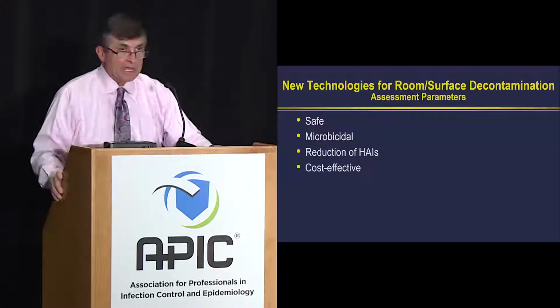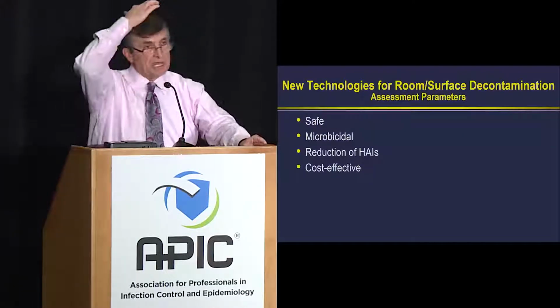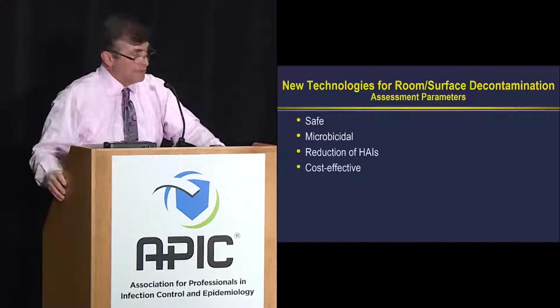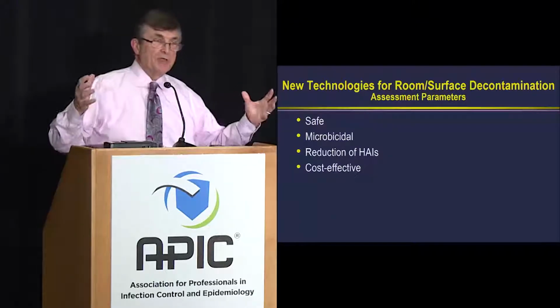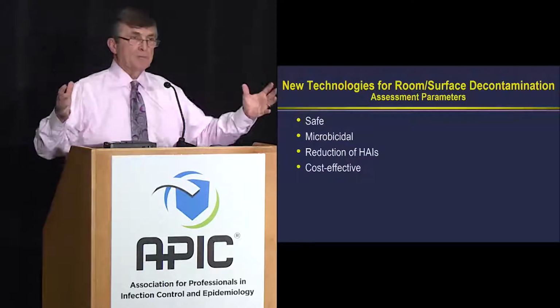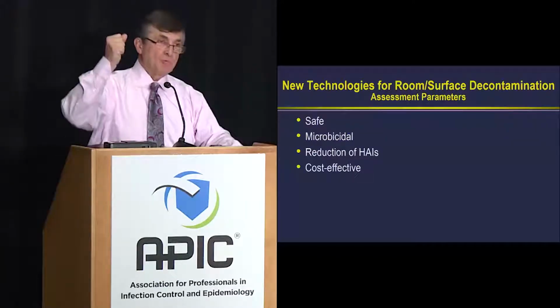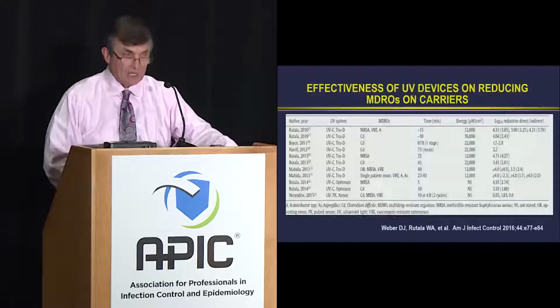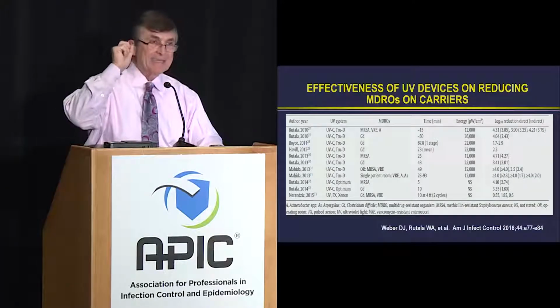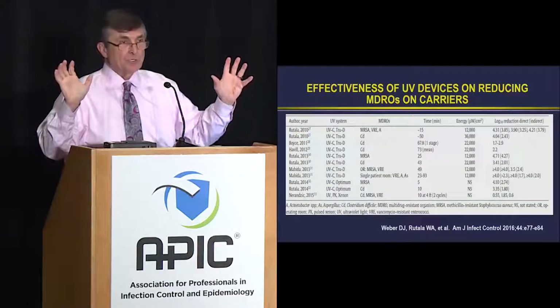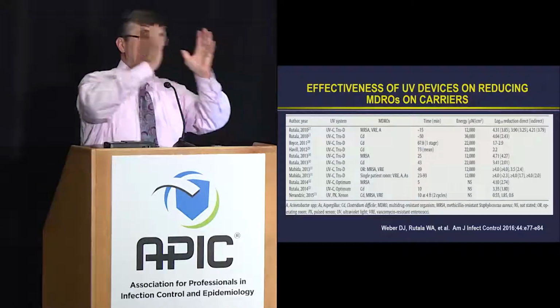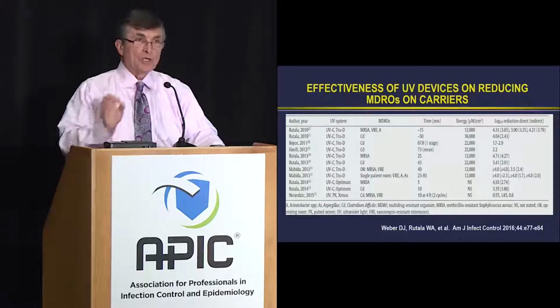difficile. Now, when we evaluate technology at UNC hospitals, we use this parameter. We essentially said we want technology that is safe, we want it to be microbiocidal, we want it to reduce healthcare-associated infections, and we want it to be cost-effective. So let's see how we're doing with those parameters as it pertains to essentially UV and hydrogen peroxide. We're going to go through this quickly.